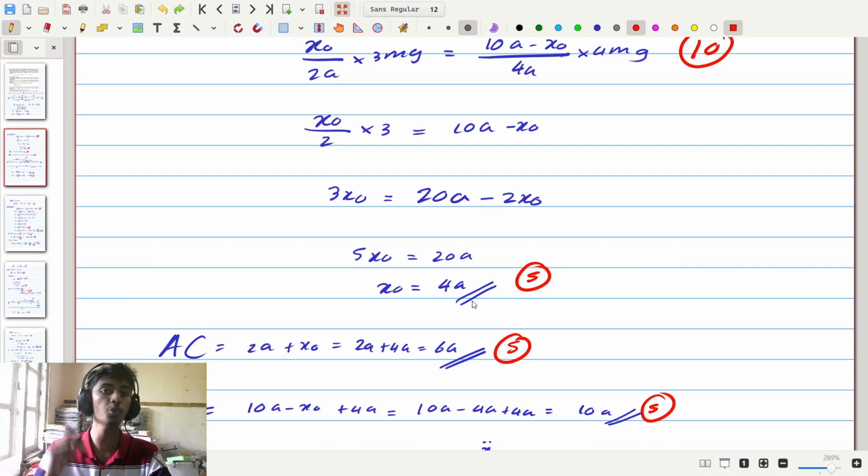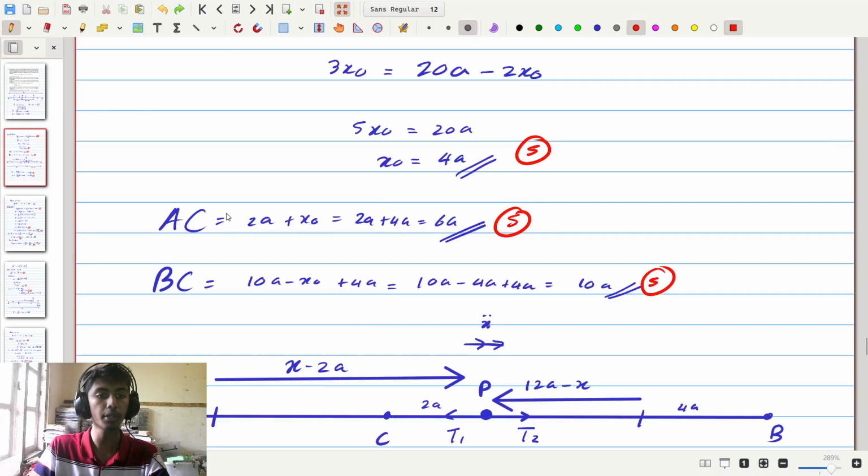Now conversely, you might have taken the initial extension of the string S2, in which case you should get 6a, and that will give you 5 marks. Now using that, when you substitute and you get AC equals 6a and BC equals 10a as your two answers for AC and BC, you get 5 marks and 5 marks for both of them.